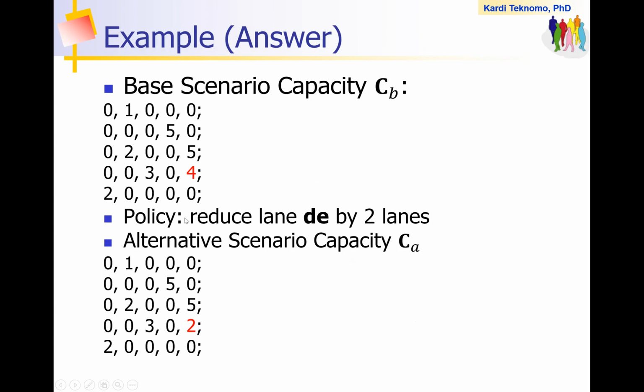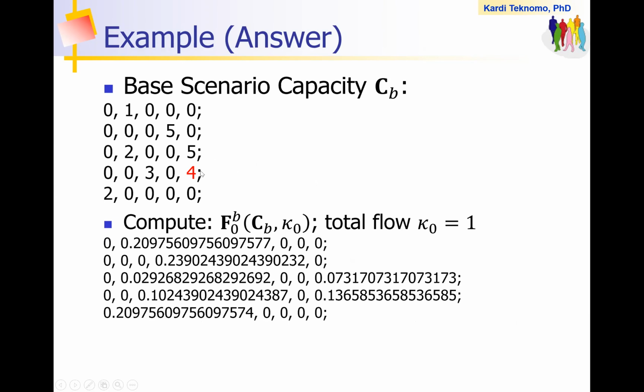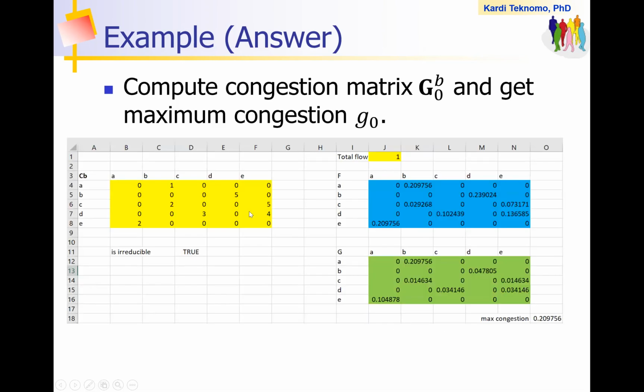When you reduce the number of lanes on DE from 4 to 2, we compute that. In the base scenario for the lane here, I compute the flow matrix for the total flow equal to 1. So basically this is probability, the sum of all of this is 1. In Excel, I put it this way. This is the CB, meaning the capacity of the base. Then I put total flow 1 here, and then you just use N underscore capacity to ideal flow. Then this one is again the same as earlier: you do Hadamard division between the flow and the capacity matrix.